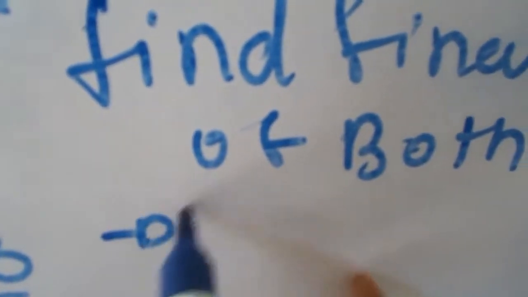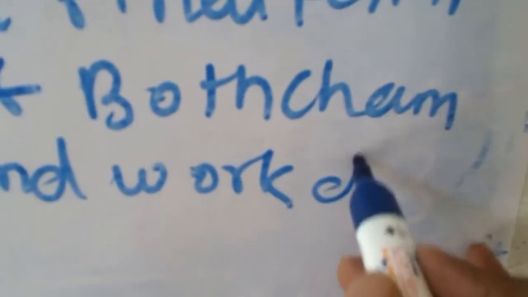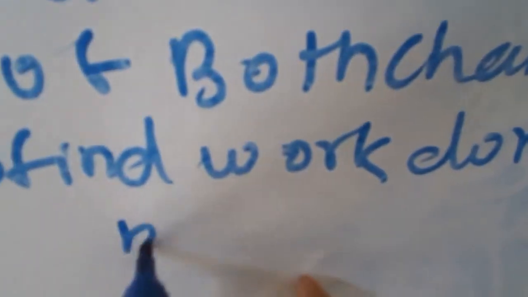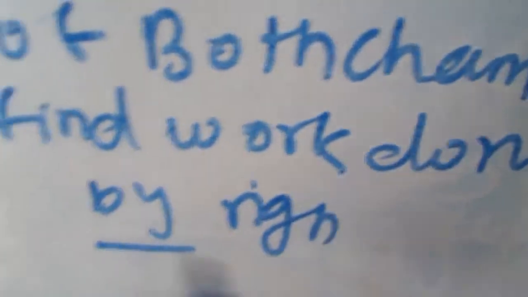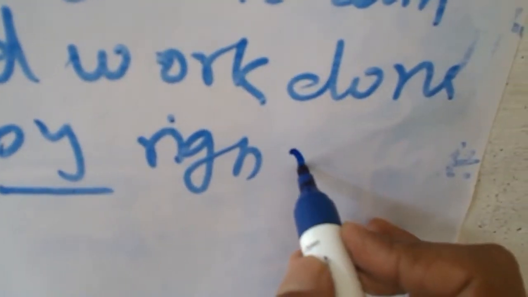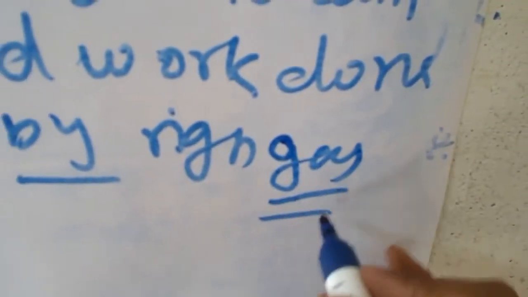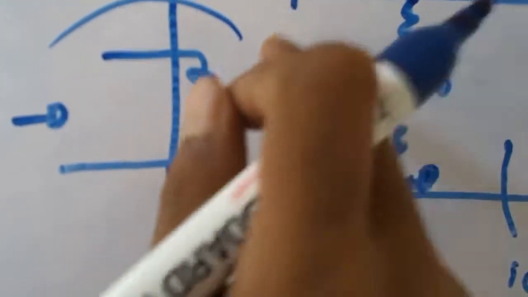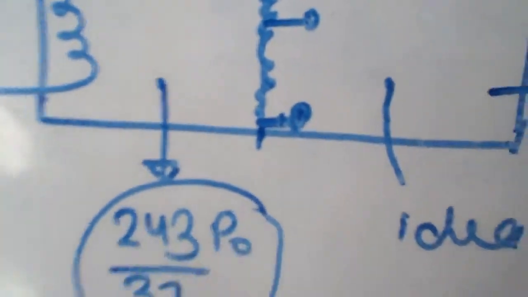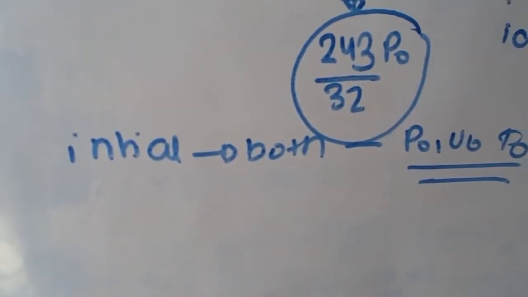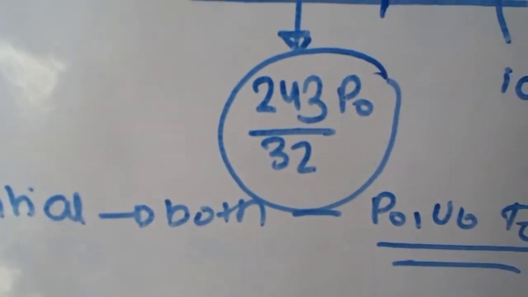And the second question is: find the work done by the right chamber, by the right gas. This will be right, this will be left. Find the work done by this right chamber. What is the work done by it? These two things I have to find, and nothing more than this is given.